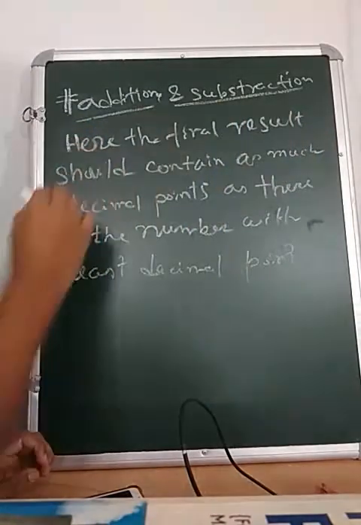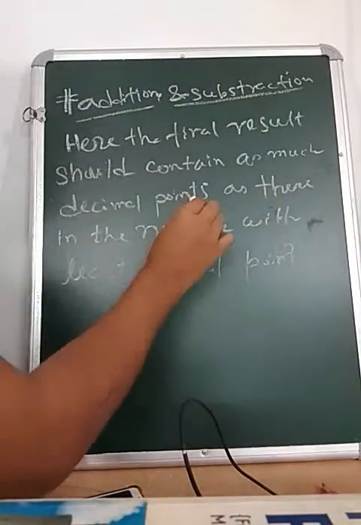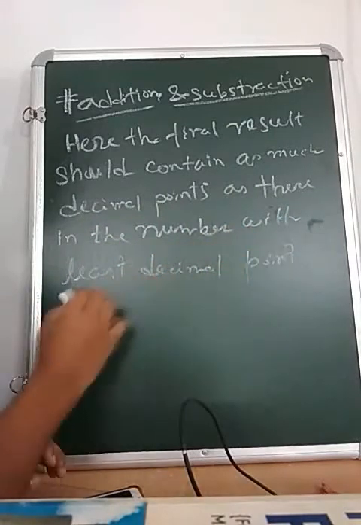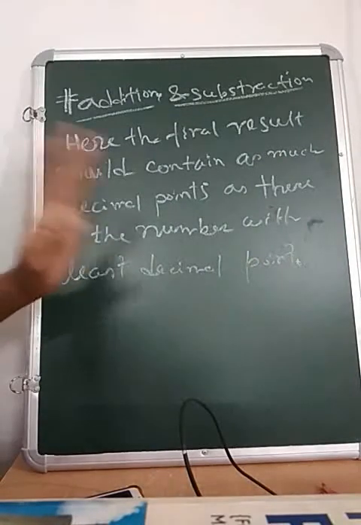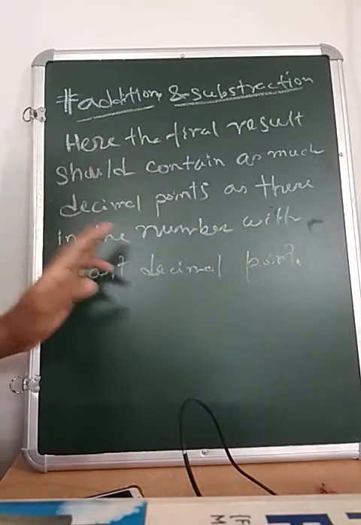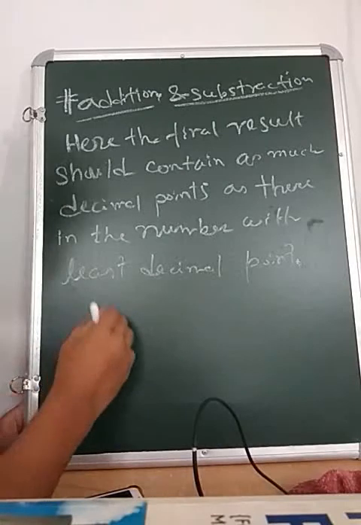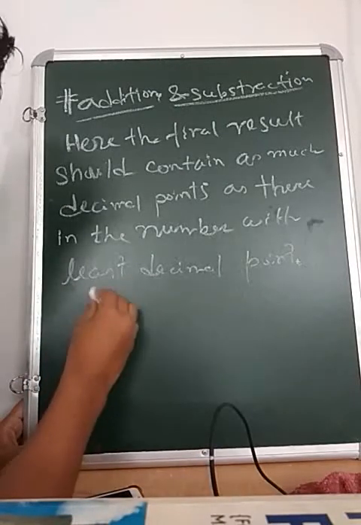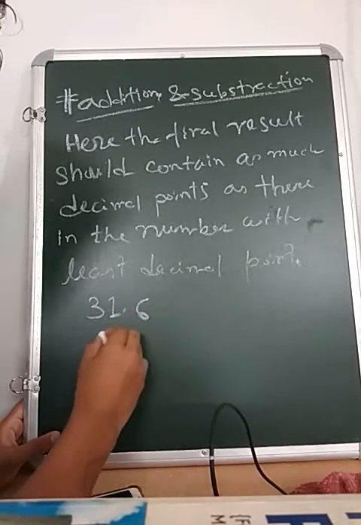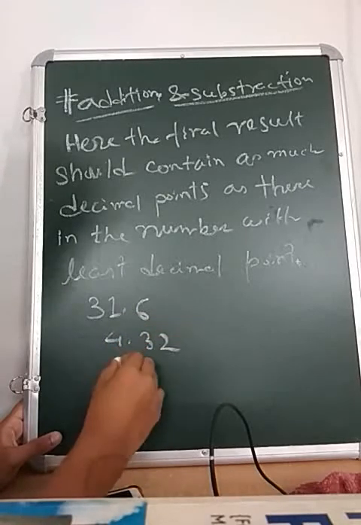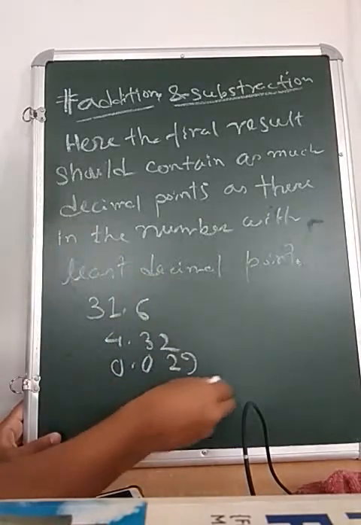Here, after addition and subtraction, the final result should contain as many decimal points as there are in the number with the least decimal points. Suppose we are given three measured values: 31.6, 4.32, and 0.029. We have to add them up.